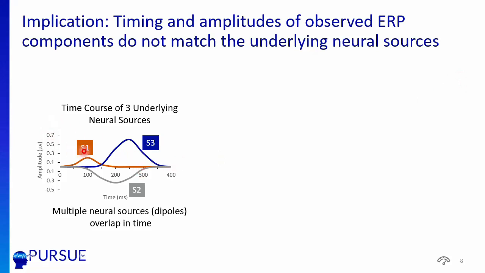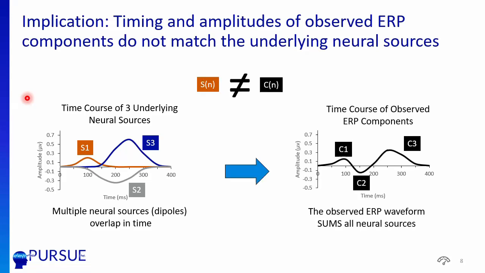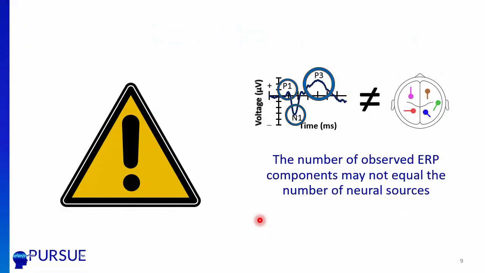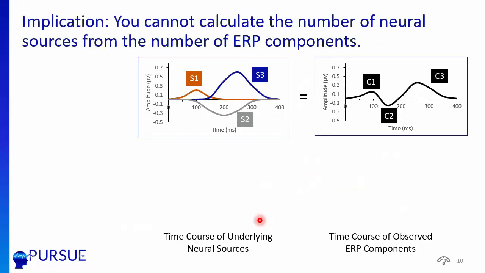Again, over here, let's suppose that we have different neural sources, each indicated with a different color, and this is their time course. But when you add them up, it gives three components, but the amplitude and the timing of the three components don't necessarily correspond to the neural sources. Similarly, the number of observed ERP components may not equal the number of neural sources. So it's not a one-to-one correspondence.